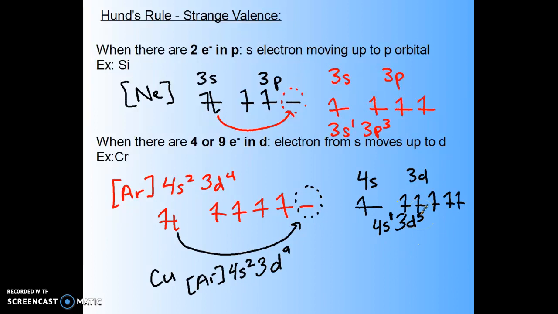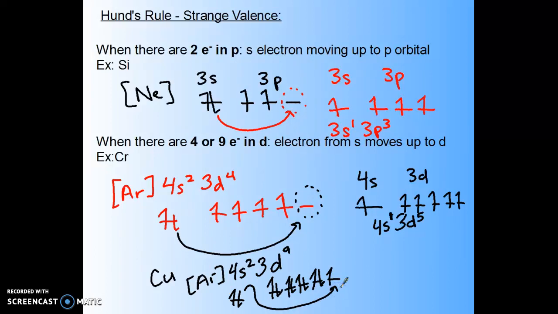Okay, so if we go back to copper here, we have 4s2, 3d9. So that S orbital would normally have 2 electrons in it, and then we have the 3d 5 orbitals for that. So 1, 2, 3, 4, 5, 6, 7, 8, 9. So this is the strange thing, but for some reason the S electron is more likely to be by itself than for there to be an empty spot in the D orbital. So one of these S electrons again will jump up to the D orbital.